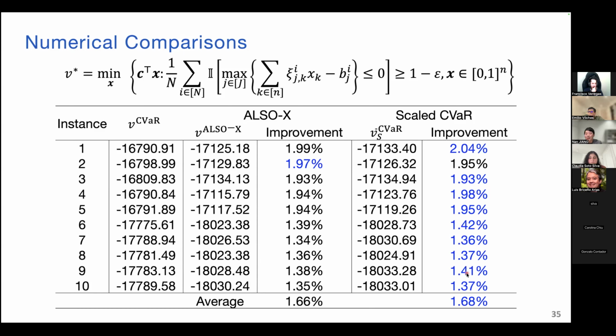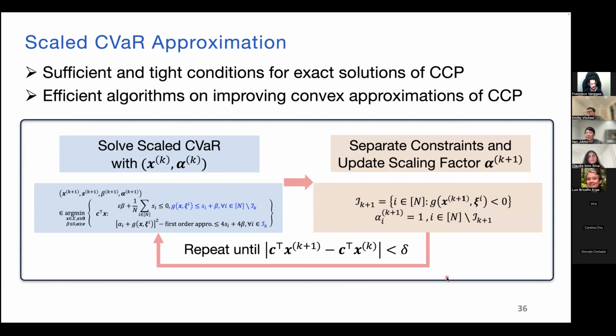So again, this is a very, very tight upper bound, and later on I have another slide to convince you this is a very tight upper bound. To summarize the scale CVaR story, we have the tight and sufficient conditions for the exactness of the chance constraint programs. We also provide efficient algorithms for improving the convex approximations of the chance constraint programs.